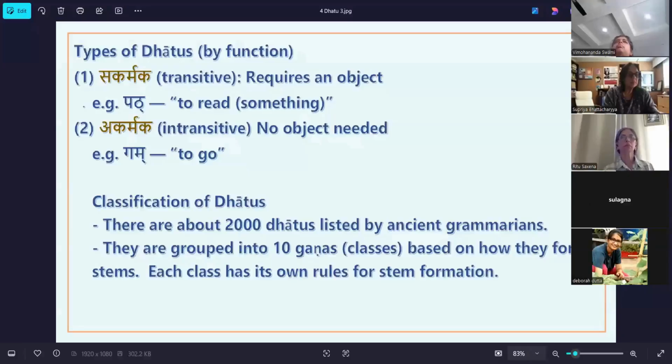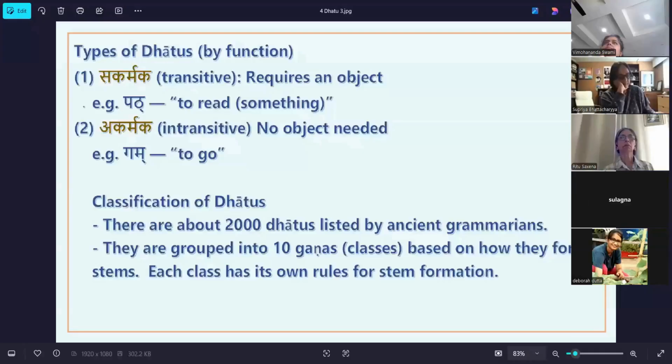Akarmaka, an intransitive word, means no object is needed. Gacchati, he is going. No object is needed here. He is simply going, that's all. He may add an object, he may walk with a stick, but that is a different thing. Just going, no object is needed here.